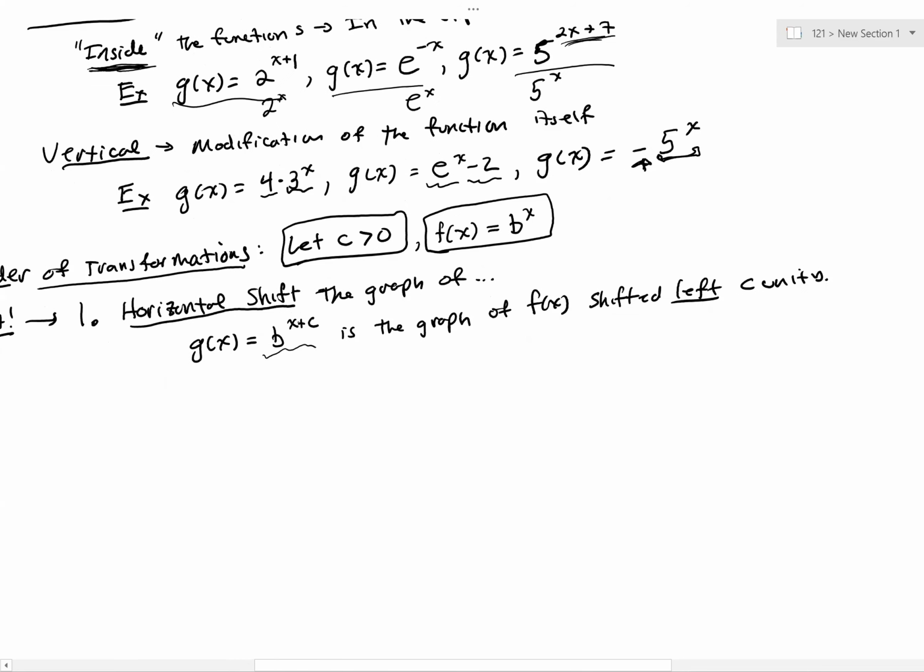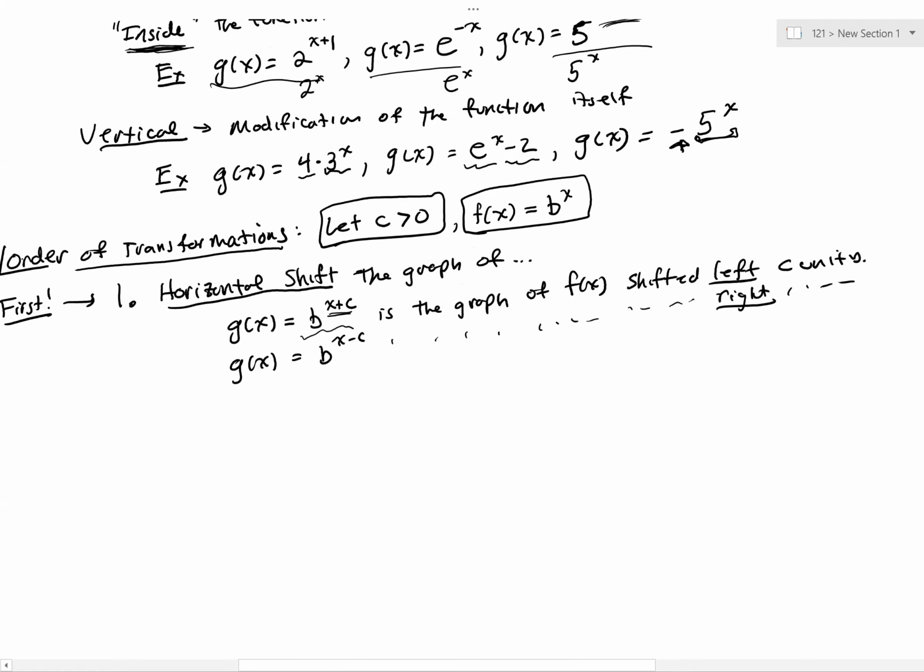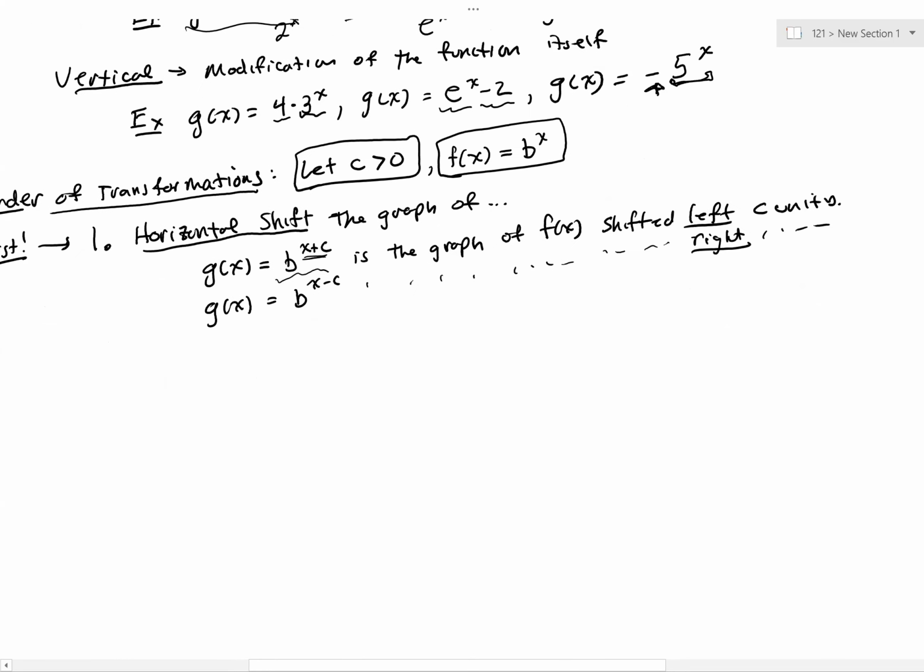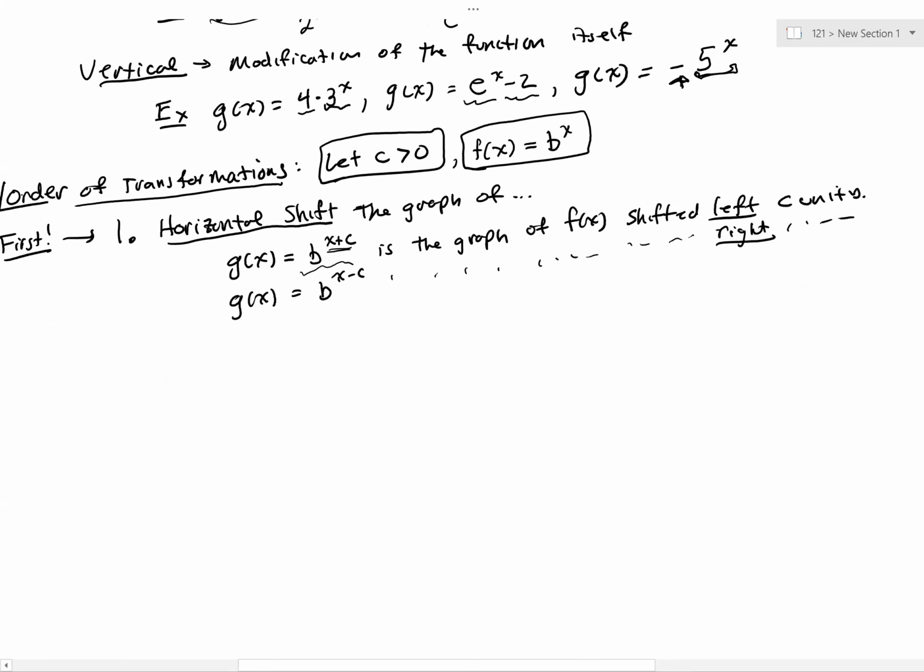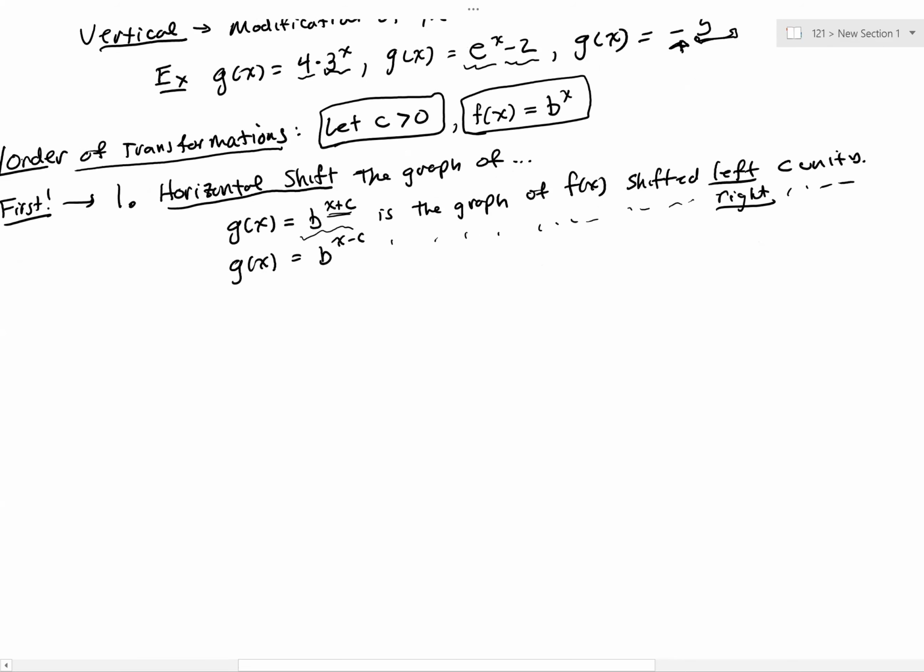Okay, so if we're adding a positive number to the input inside the function or in the exponent, then we're going to shift the graph to the left. If we're subtracting, then that will be the graph of f of x shifted right c units. So that's what a horizontal shift will look like. And we do have the first example on the next page, a horizontal shift of what we've already graphed prior.